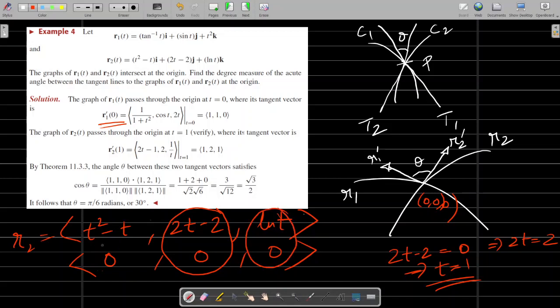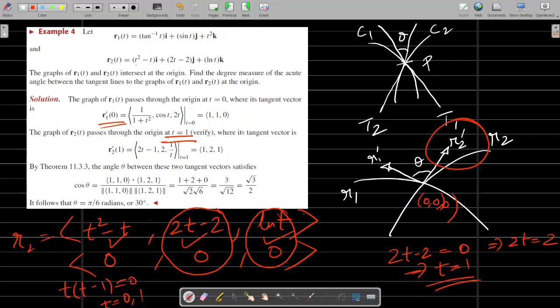Now t square minus t equal to 0 means t into t minus 1 equal to 0, so t equal to 0 or 1. But we have found the common value, t equal to 1, for which all three components x of t, y of t and z of t become 0. So the second vector valued function r2 passes through the origin at t equal to 1. This is how you find the value of t at which r2 passes through the origin. Now we have to find r2 dash at 1.